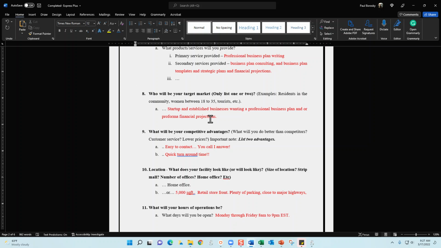For my business, my target market would be startup and established businesses looking for a professional business plan and or pro forma financial projections. For the target market, if you're a hairstylist, a target market might be the women within a 5-mile square radius of your facility between the ages of 7 and 35. So whatever your target market is going to be, make sure to list it there. If you don't know it, again, skip it. I can help you with this. We can identify it together.